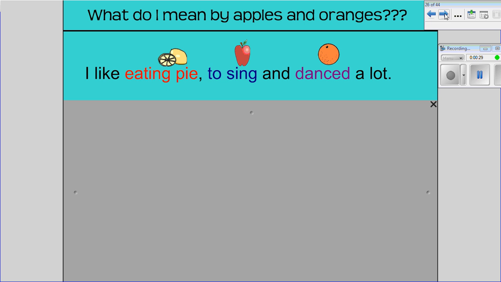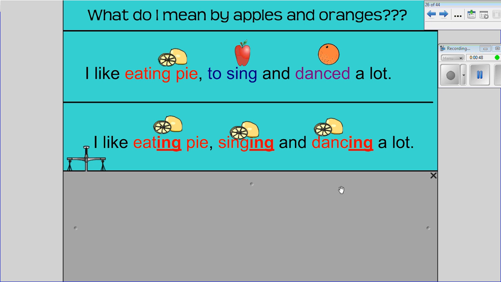So you may be thinking to yourself, what does that actually mean? Well, let's look at this sentence. It says, "I like eating pie, to sing, and danced a lot." That sentence probably sounds very funny to you because it's not balanced. This sentence, though, probably looks a lot better to you. "I like eating pie, singing, and dancing a lot."